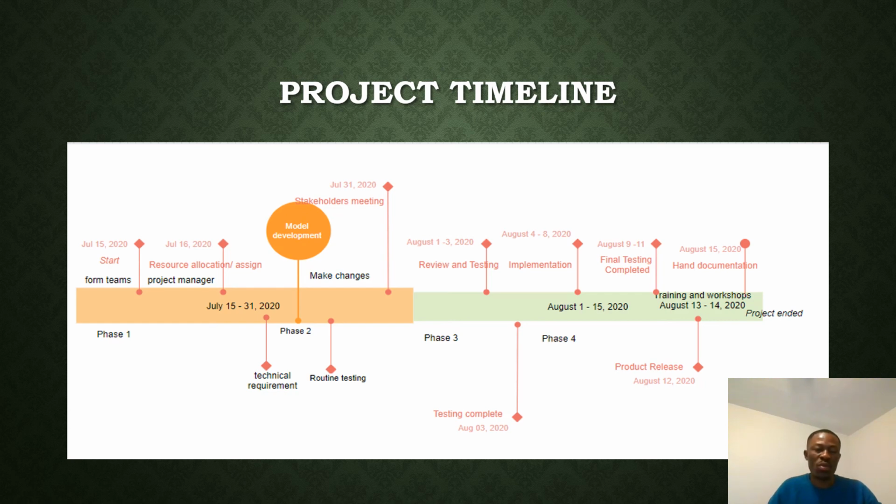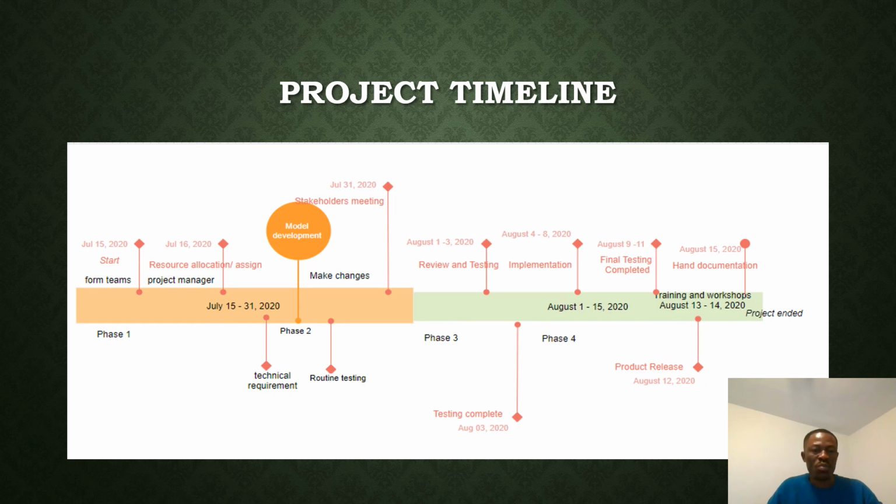So when you look at phase 1, at the beginning or the first day, the project manager forms the teams, they meet and they form teams, and then the following day, the project manager allocates resources and also assigns responsibilities, and then the technical requirements are taken.